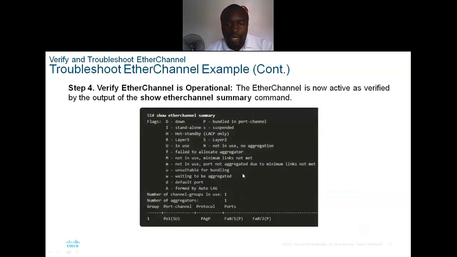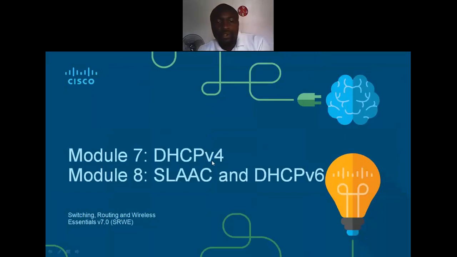So now look at this. For instance, if I check my EtherChannel summary, you see I have a P here. All I need to do is look for where we have a P. Can you see? The P here shows that it is bundled in port channel. So you just look at the letter here, look at the table, and it tells you what we have. So we have finished chapter 7, past chapter 6, which is EtherChannel.